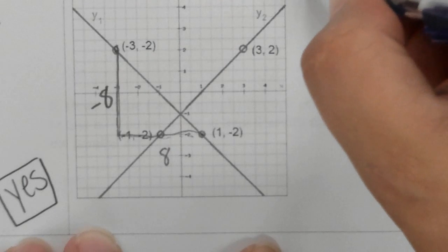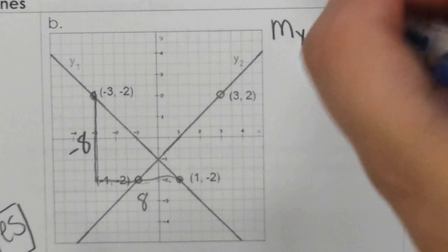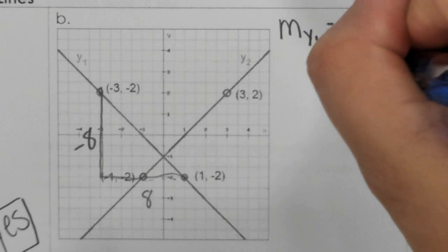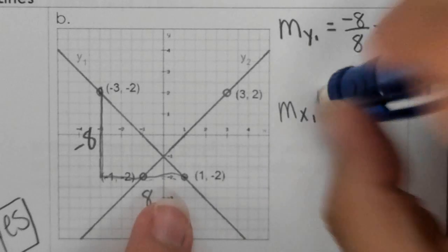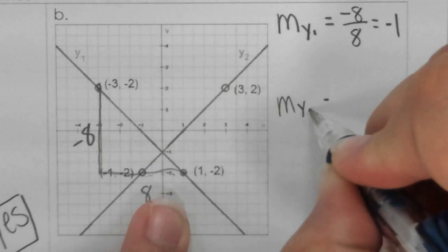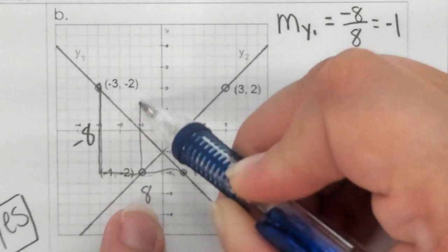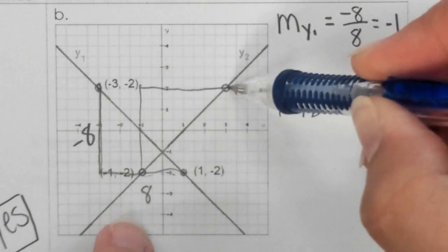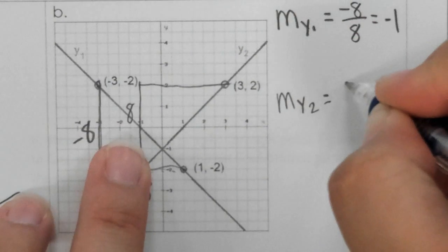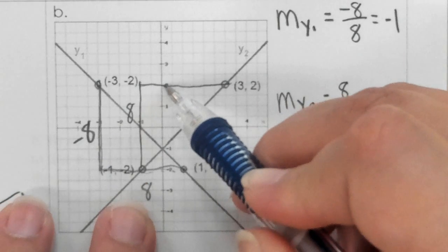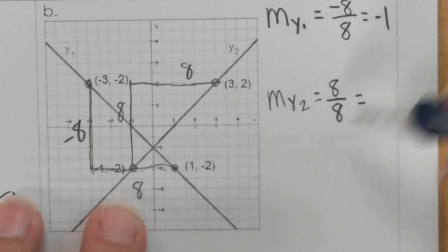Okay? So we can call the slope of y1, because they labeled them here, y1 and y2. So the slope of y1 is negative 8 over 8, and that reduces to negative 1. Okay. For my other slope, of line y2, we're going from this point here up and over to this point here. So if I go up, we have 1, 2, 3, 4, 5, 6, 7, 8. Since I went up, that's a positive 8. And then I go over 1, 2, 3, 4, 5, 6, 7, 8. Another positive 8. And so I divide and we get 1.